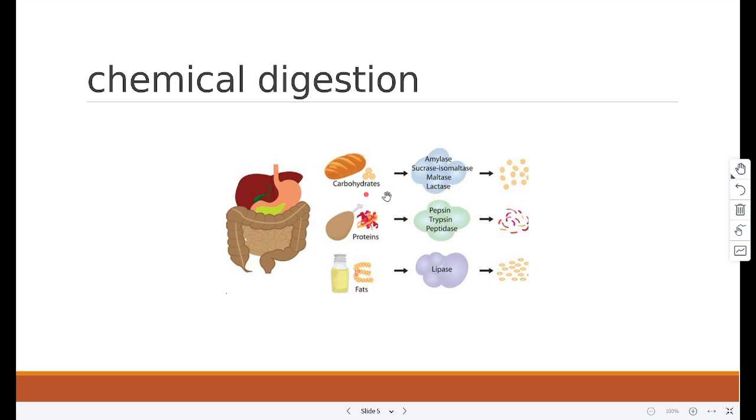to maltose. Now, maltose is digested by the enzyme maltase into the glucose on the membranes of the epithelium lining the small intestine. Then we have proteases.